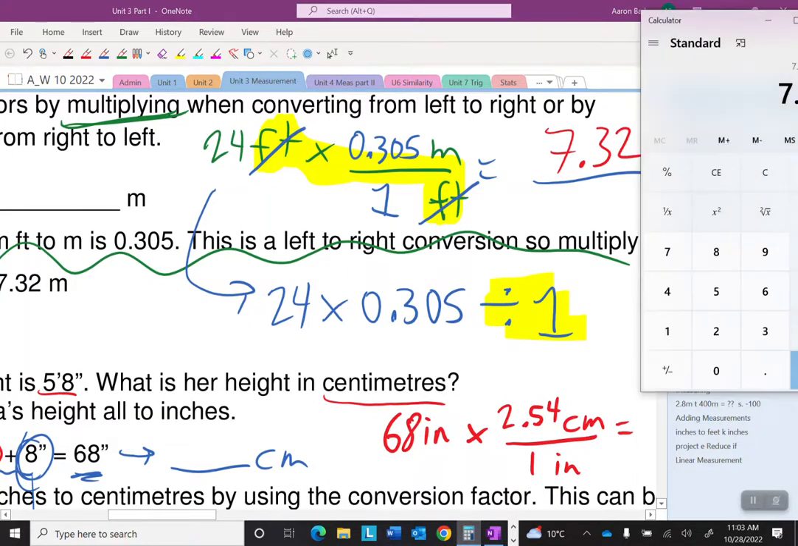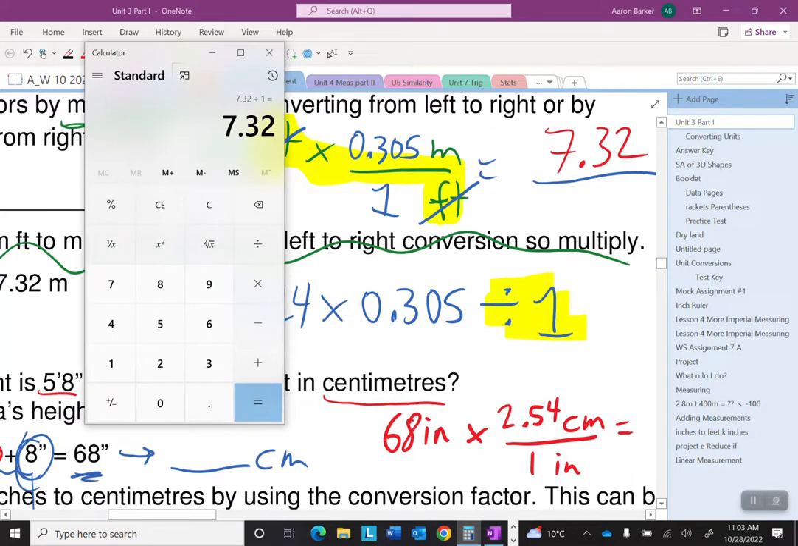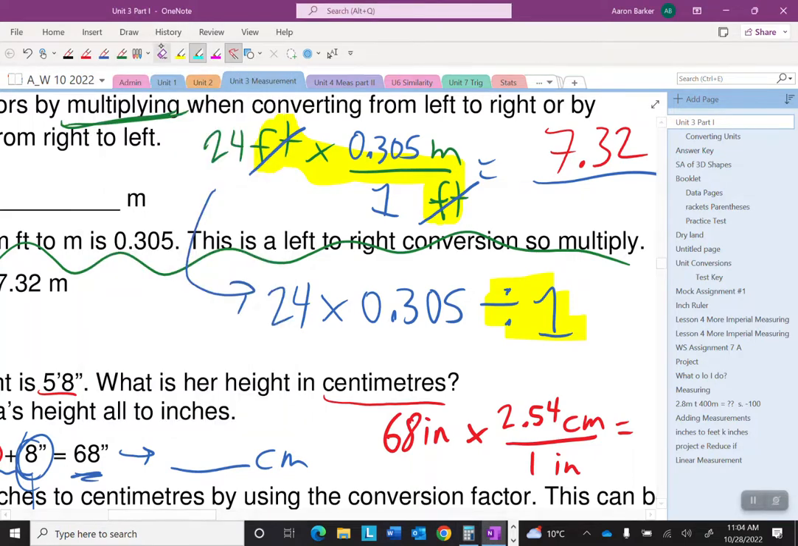What's the math on the calculator? 68 times 2.54, divide by 1 if you will, 172.72. Okay, now when you're in chemistry, you have to know inches are canceling out because it's inches divided by inches.